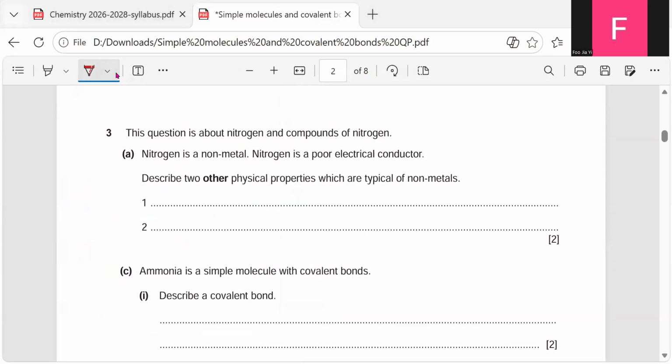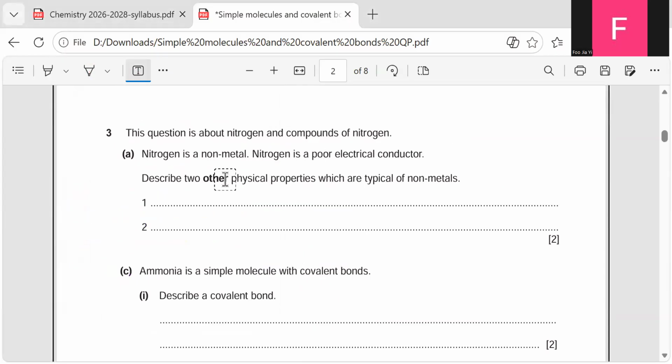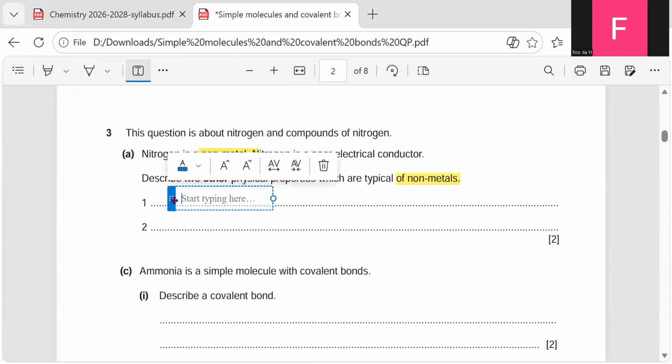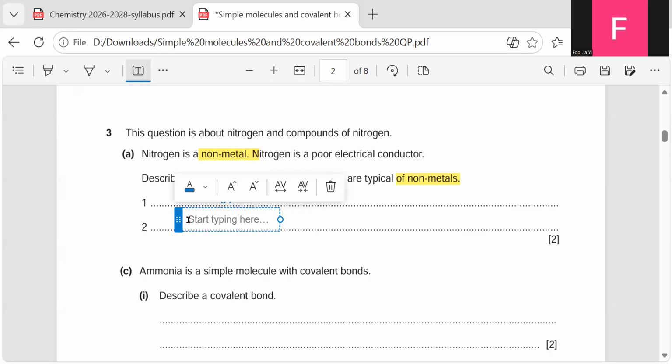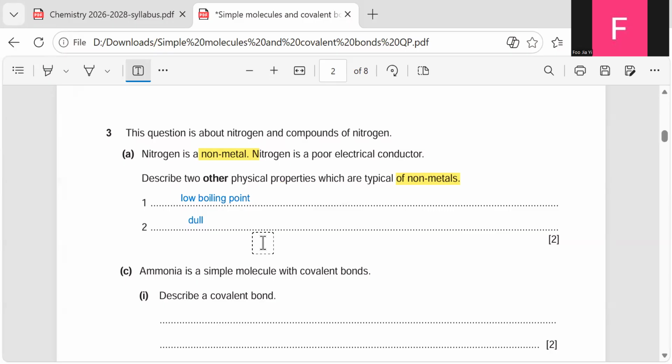Now, let's look at this. This question is about nitrogen and compounds of nitrogen. Nitrogen is a non-metal. Can you please highlight the word non-metal? Non-metals have low boiling point and melting point. Good. Low boiling point, low melting point is the same thing. And then what else is it? Shiny or dull? Dull. Non-metals are dull, metals are shiny.